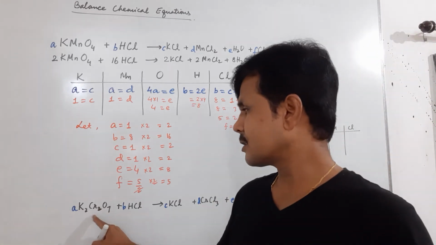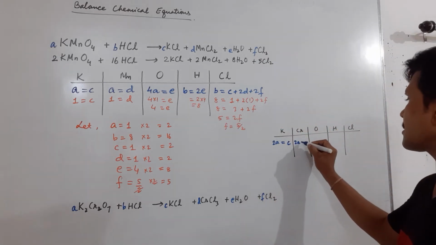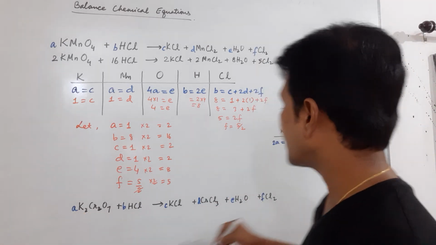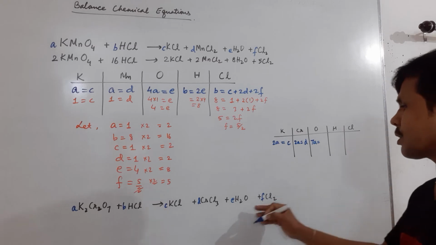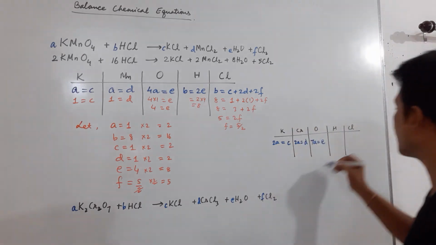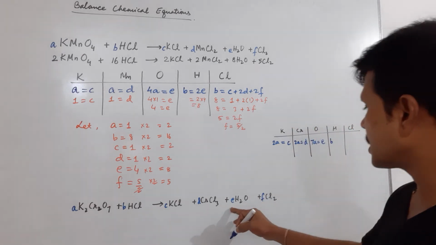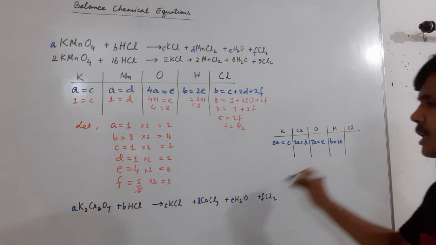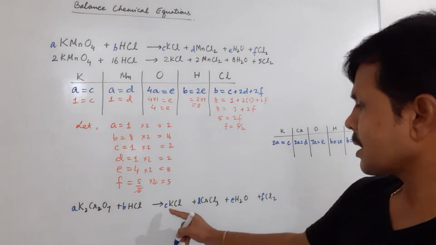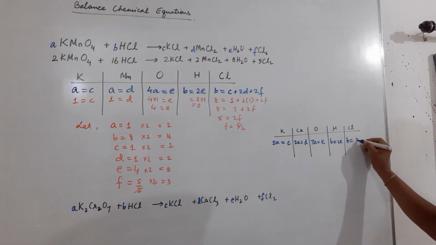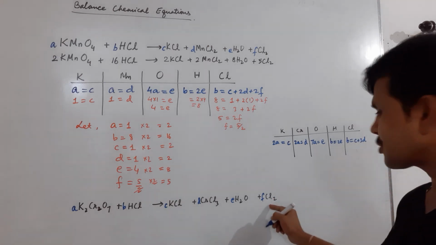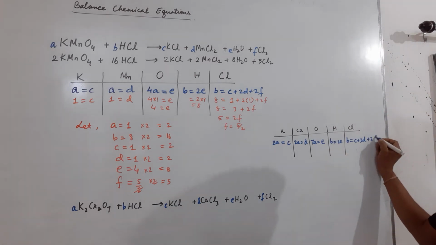Now what about this? This is twice A again, which will be equal to D. What about oxygen? This is 7A, and over here oxygen is only E. Now what about hydrogen? This is B, which is equal to twice E. And chlorine last: we have B, which is equal to C plus 3D plus twice F.